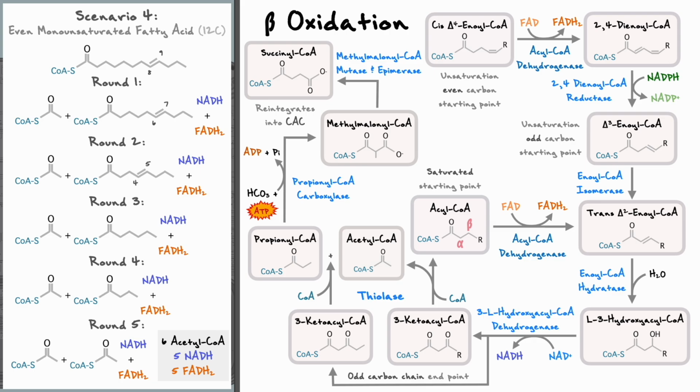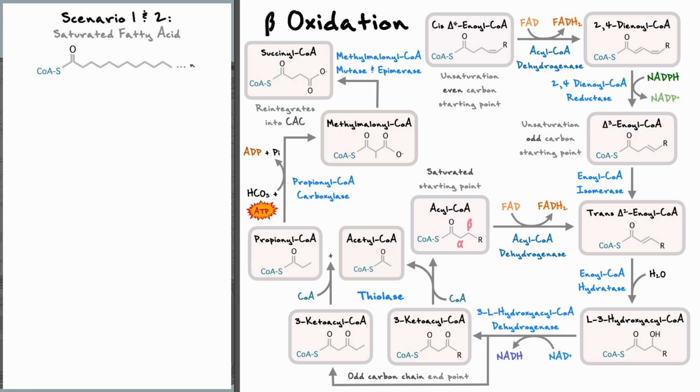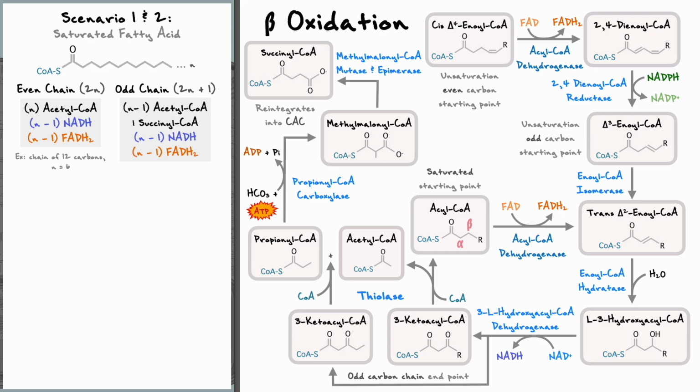To see the complete picture of beta oxidation, let's summarize all the processing rules we have covered. For saturated fatty acids, if the chain is 2N carbons long, then beta oxidation will produce N amounts of acetyl-CoA and N-1 amount of NADH and FADH2. If we take scenario 1 as an example, N would be equal to 6. If the chain is odd, so 2N plus 1 carbons long, then the output will be N-1 acetyl-CoA, NADH and FADH2, and 1 succinyl-CoA. Also, don't forget that the conversion to succinyl-CoA costs 1 ATP.